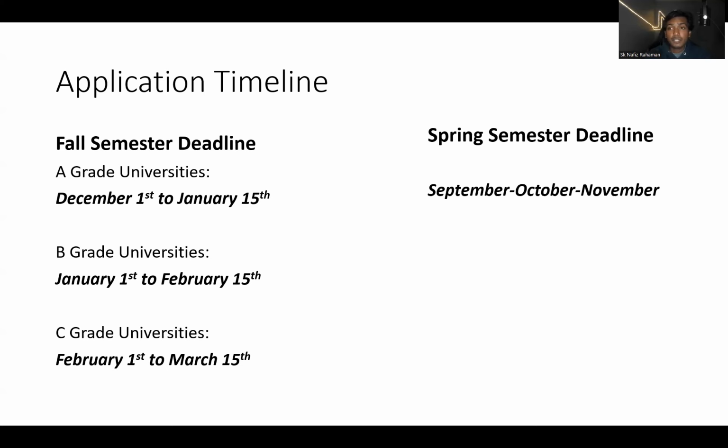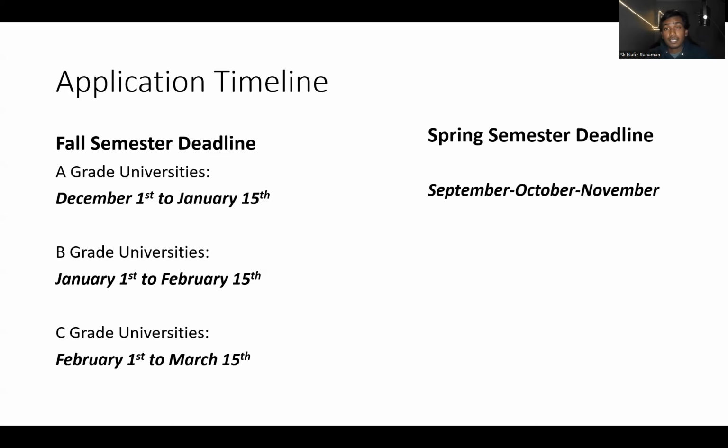So the application deadline for fall semester, if you are targeting a high ranked university or A grade universities, is from December 1st to January 15th. So you must complete all the exams like GRE and IELTS before December 1st. It is best to do before November 15th because it takes around 15 days to publish your test results, the GRE scores and IELTS scores.